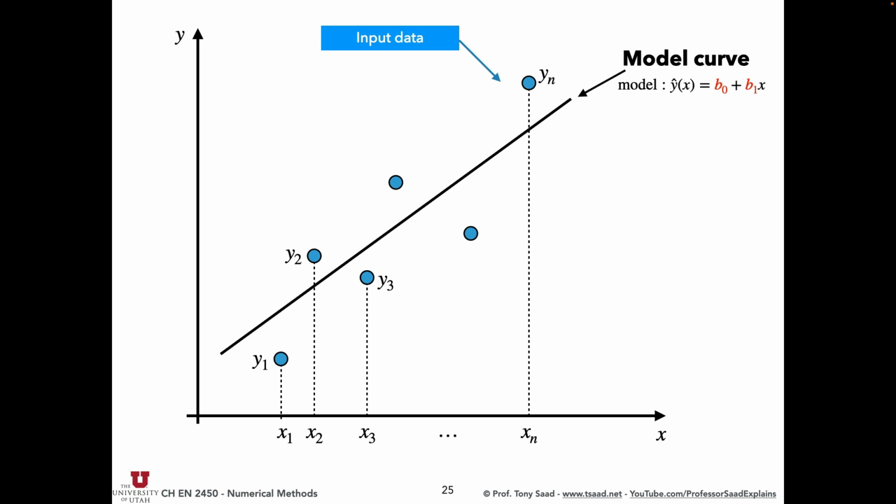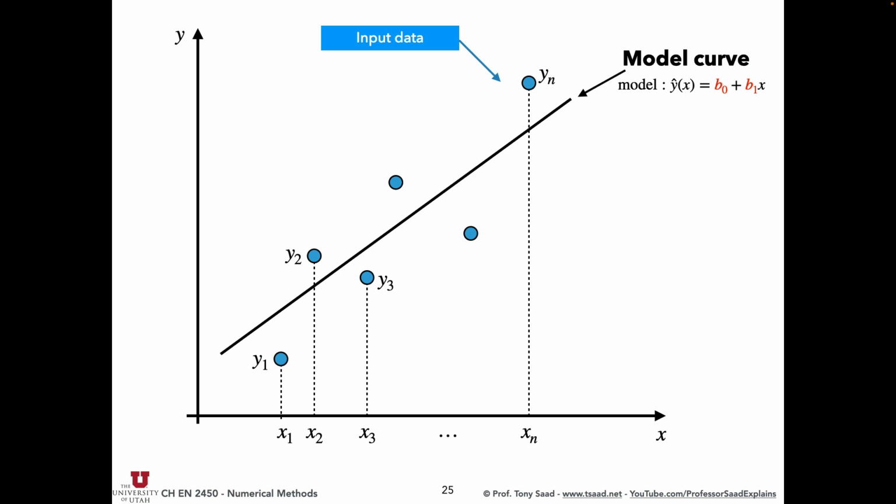Typically, we write it as b0 plus b1x. You might find it as mx plus b or a0 plus a1x, or alpha x plus beta. Okay, so don't freak out when you see a change in nomenclature. It's just simply slope and intercept. The slope is b1 and the intercept is b0. Okay, so how do we capture this model curve?